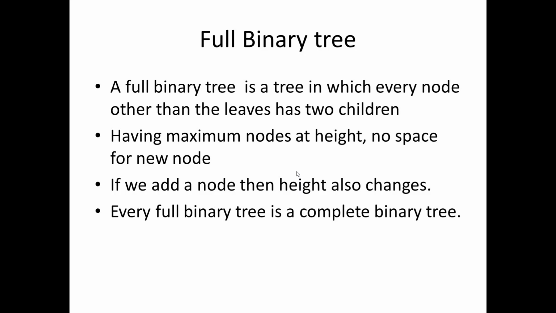A full binary tree is one in which every node other than the leaf nodes has exactly two children. It's called a full binary tree. Again I repeat, a full binary tree is a tree in which every node other than the leaf nodes has exactly two children. It's called a full binary tree. We have another definition. What?